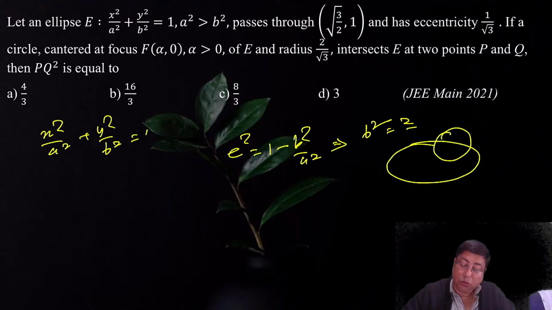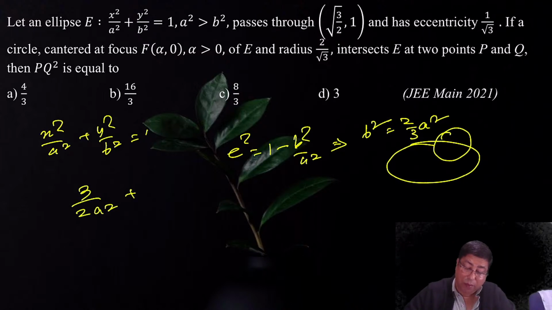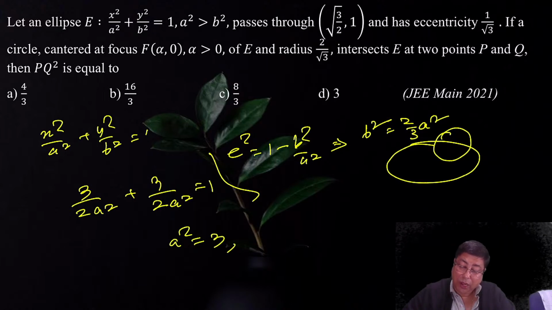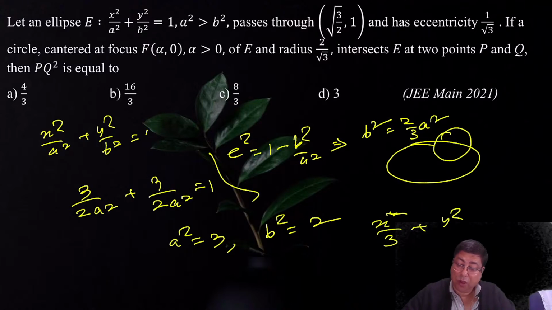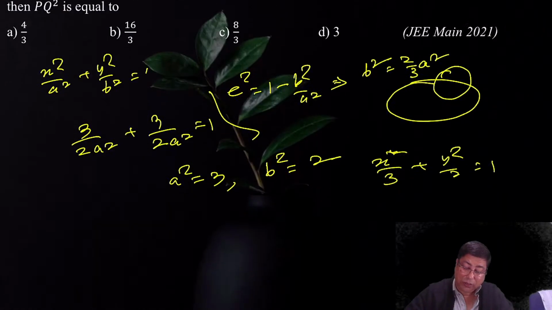So b² = 2/3 a². And it is passing through the point (√(3/2), 1). So we can write 3/(2a²) + 1/b² = 1, putting in place of b. So a² = 3, and accordingly b² equals what? 2. The ellipse is x²/3 + y²/2 = 1. a equals √3 here. So what is the focus?